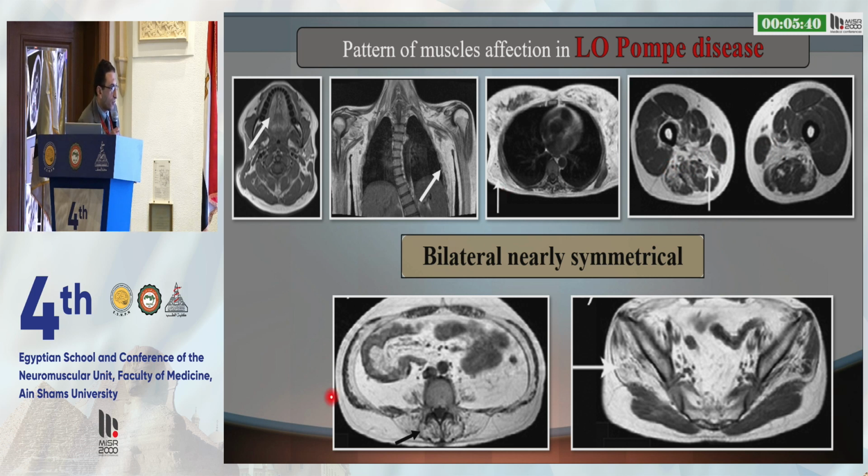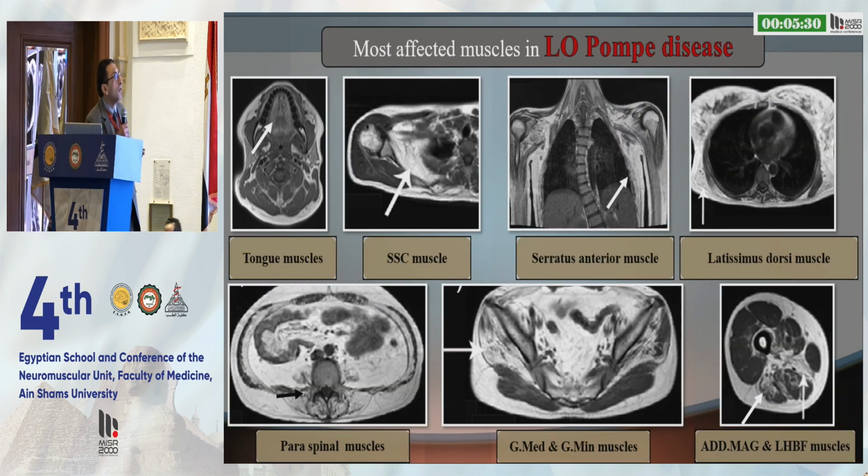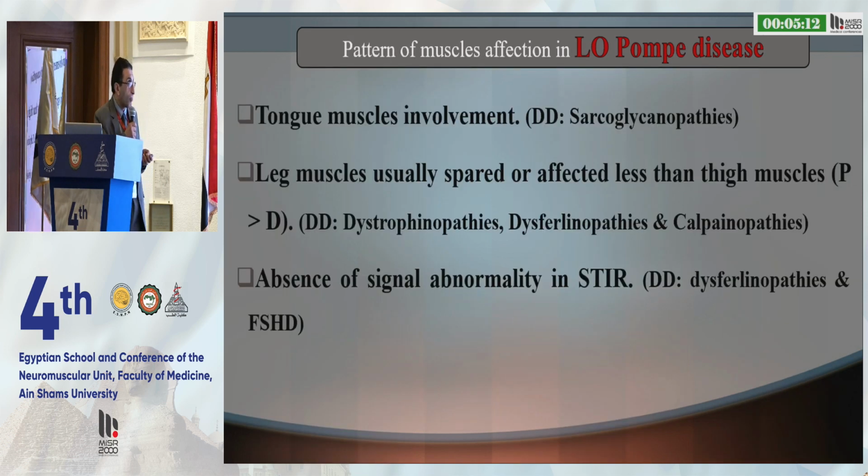The erector spinae muscles are also affected, and the glutei, with affection of the gluteus medius and minimus with sparing of gluteus maximus. This is a specific pattern for this disease. The most affected muscles are the tongue muscles, subscapularis, serratus anterior, latissimus dorsi, paraspinal muscles or erector spinae muscle, gluteus medius and minimus, as we said, with sparing of the gluteus maximus muscle and the adductor magnus and long head of biceps femoris muscles.